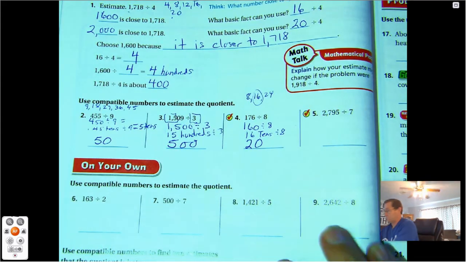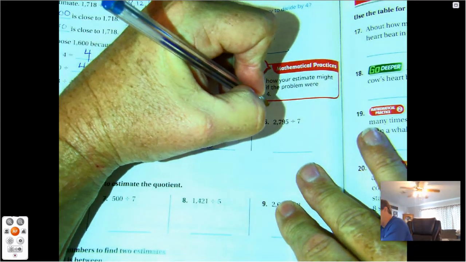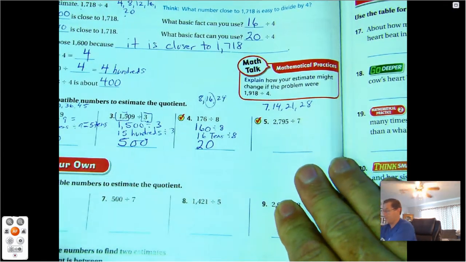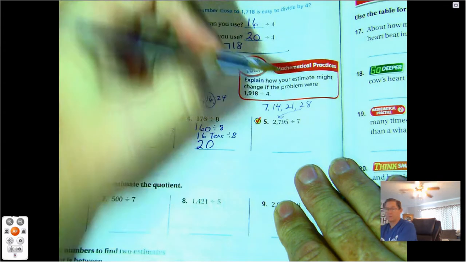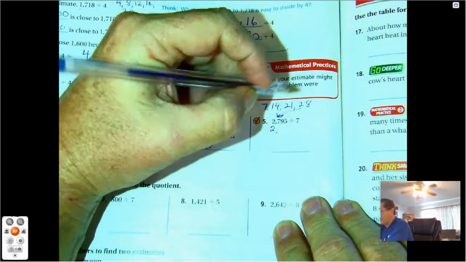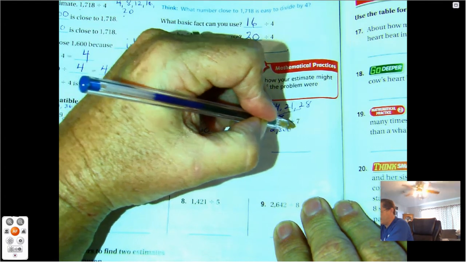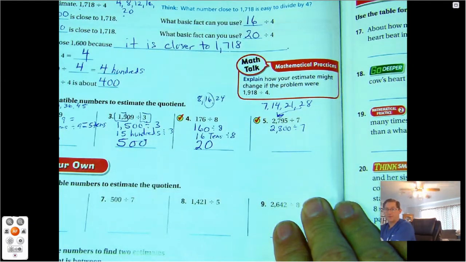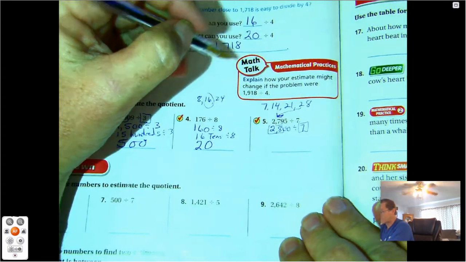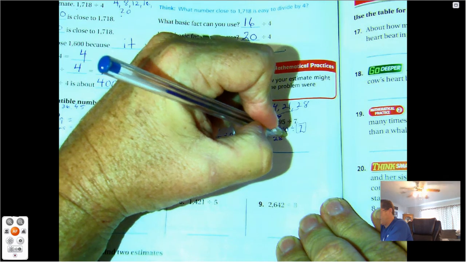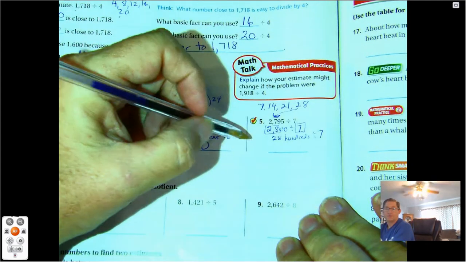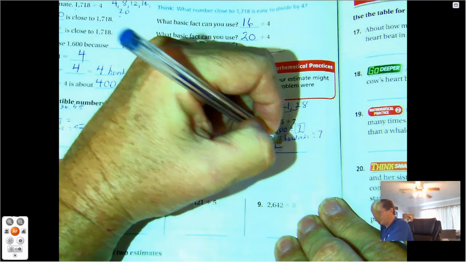Pretty easy. 7, 14, 21, 28. I can stop there because 28 is close to 27. So I'm going to rewrite 2,795 as 2,800 divided by 7. We're going to have our basic math fact, 28 divided by 7. So 28 hundreds divided by 7. 28 divided by 7 is 4 hundreds, so 400.